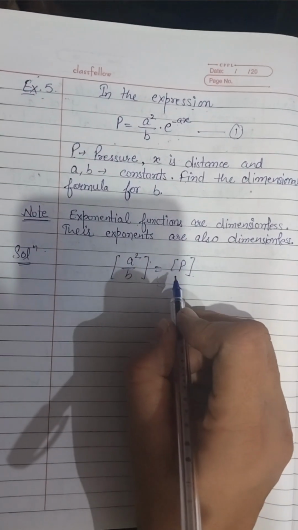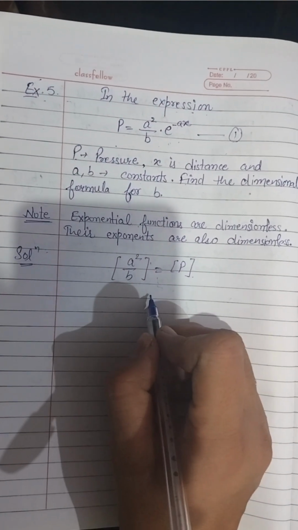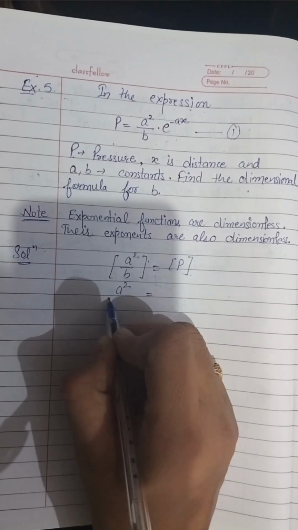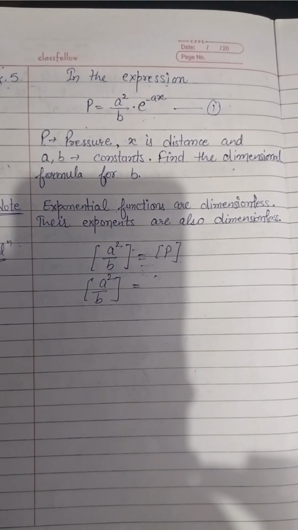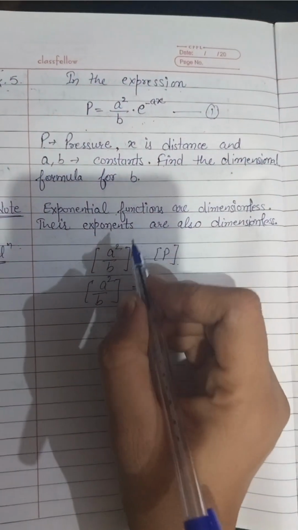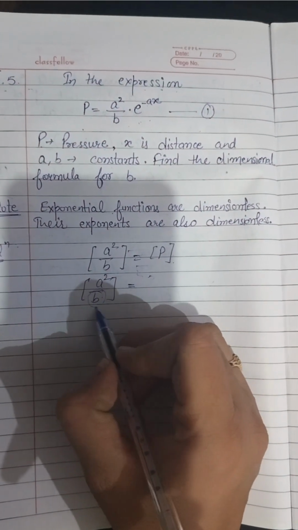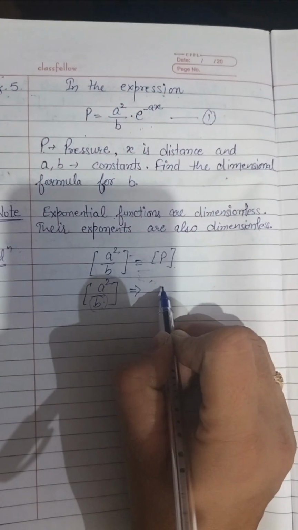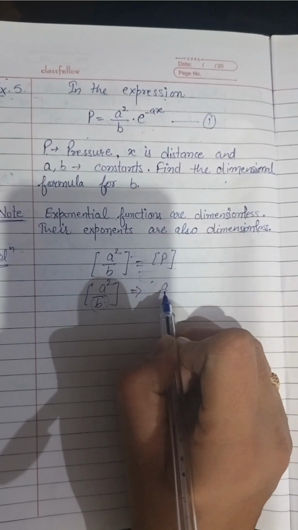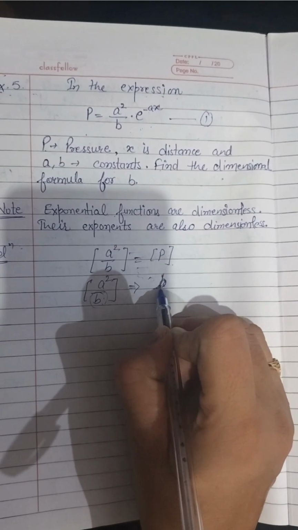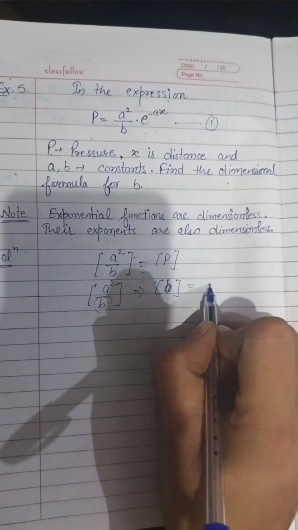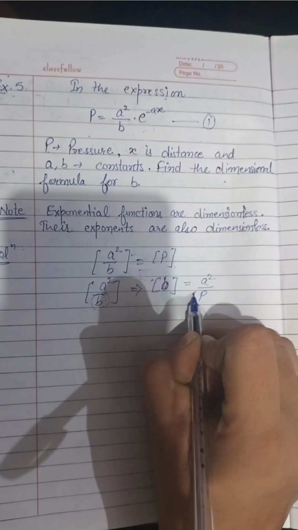So we know that P is the pressure, and a squared by b is equal to P. If we have to find the value of b, then we can write it as a squared upon b. Then the value of b is equal to a squared by P.